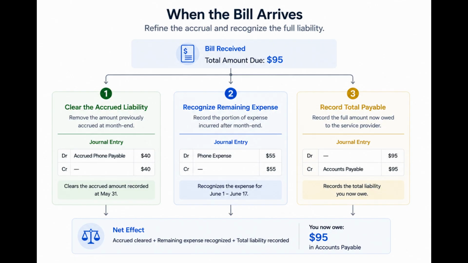And you will debit your accrued payable. This is to release the amount that was in your accrued payable as a credit, an amount owing that was attributed to the month before. So the accounts payable of 95 captures both the phone expense that's attributable to June and the accrued payable that was attributed to May and carried over as an obligation in the current month. So what just happened? You cleared the accrual, you recognized the remaining expense, and you now owe the full 95, which is in your accounts payable account.